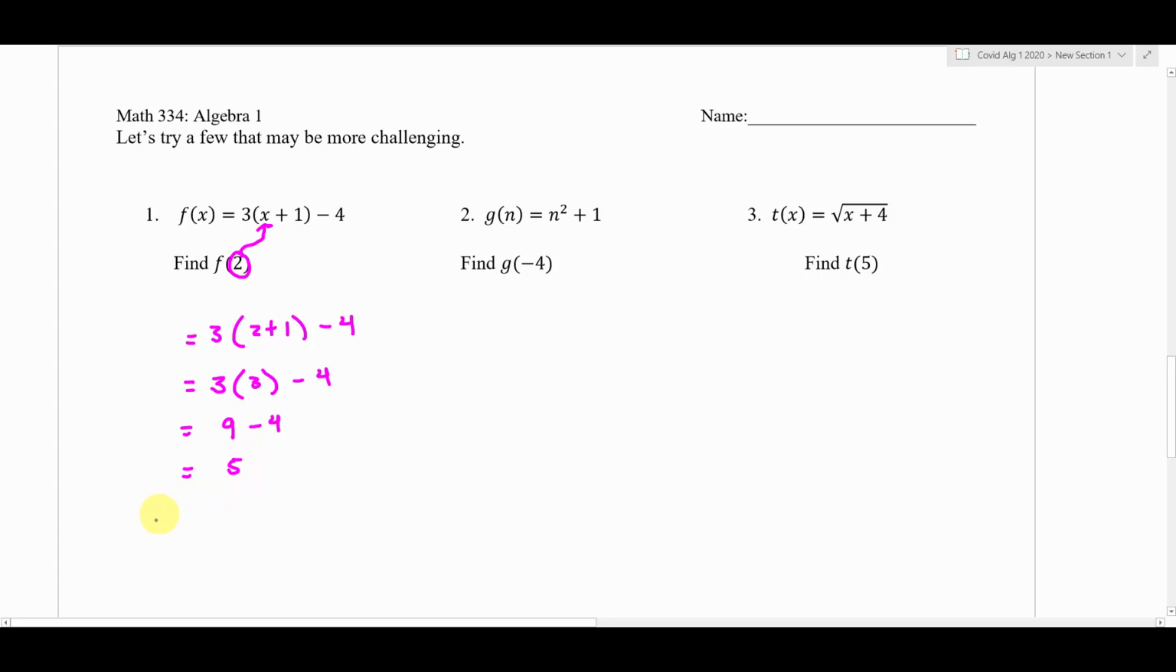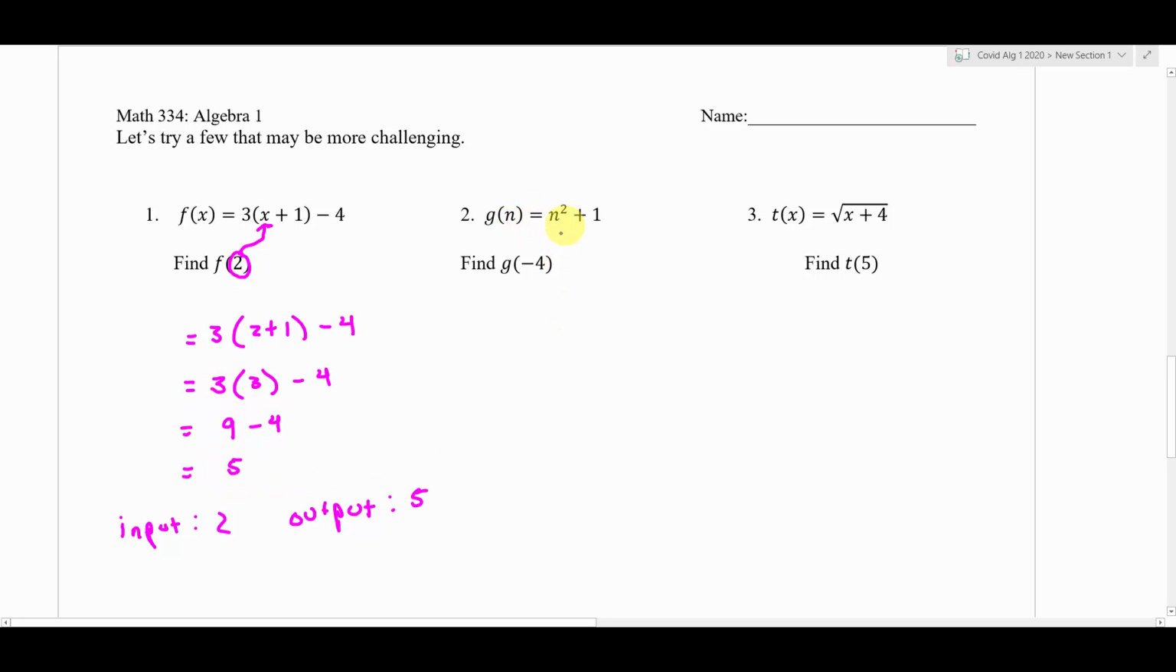Right, so if I'm thinking about those previous problems, my input was a 2, output 5. I put a 2 in, I got out a 5 after I did all the calculations.